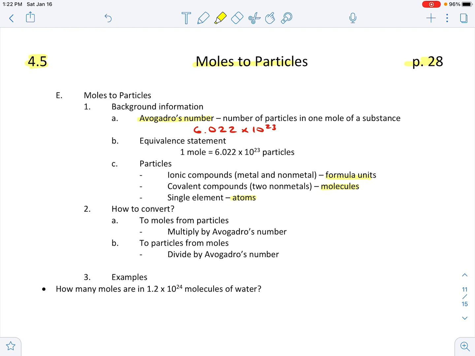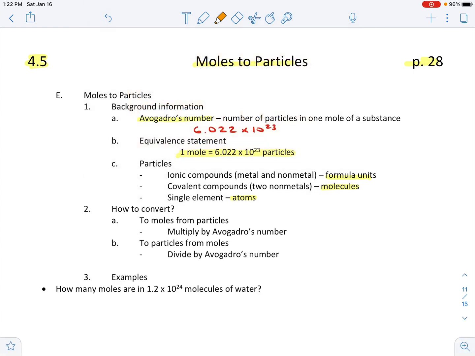All right? How to convert? It's very similar to what we just did. Again, it's about using this equivalence statement up here. To moles from particles, we multiply by Avogadro's number. To particles from moles, we divide by Avogadro's number. So let's kind of see how that works. We don't need anything about molar mass today. We just need our equivalence statement.